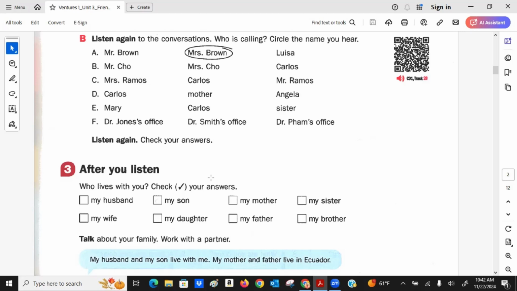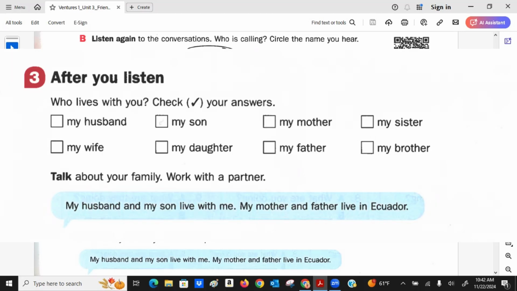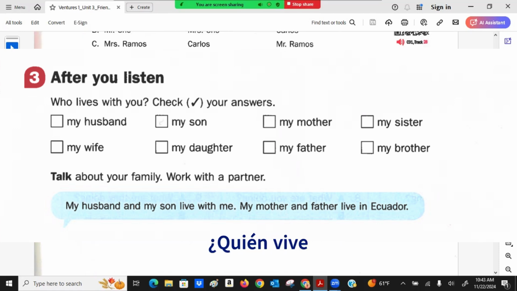Now you can listen again if you want to in order to practice a little bit more. But after you listen, we're going to do activity number 3. This is an easy activity, and what they are asking is, who lives with you? You have to check your answers. There are some options for you to look at and to select from. So you have my husband, my son, my mother, my sister, my wife, my daughter, my father, my brother.